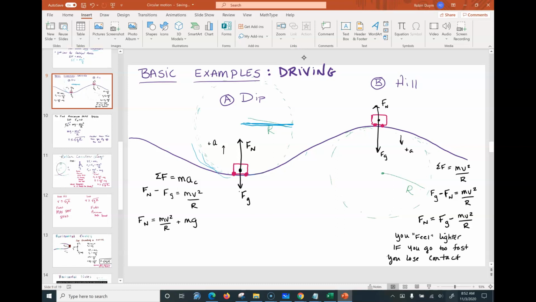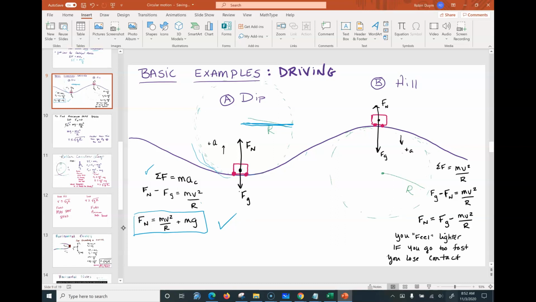So we're going to draw our free body diagram. We have our two forces. We're then going to do our F equals ma. Then we're just going to pull them right off and say, okay, this is in the positive direction. So we have Fn minus Fg equals mv squared over r, and then you can solve for your normal force. That's a typical basic problem here. You will see that your normal force is mv squared over r plus mg. Done.